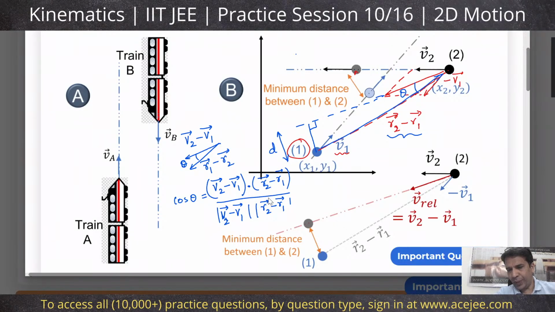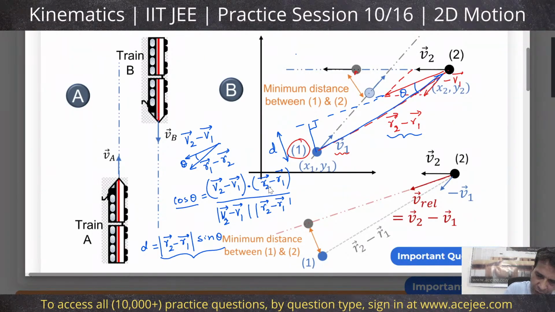What do we need? We need R2 minus R1 sine theta. So what is D? D is the magnitude of the R2 minus R1 vector times sine theta. So if you know cos theta, you can figure out sine theta, and from here you can figure out this distance. Sir, after you found the position vector r2 minus r1, I did not understand how you got the velocity part.